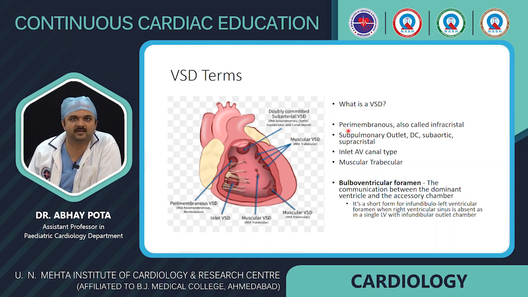So what are the other terms for these VSDs? Perimembranous VSD is also called infracrystal VSD. Subpulmonary VSD is also called outlet VSD, doubly committed VSD, subaortic VSD or supracrystal VSD. All these are basically similar or synonymous terms. Inlet VSD is also called AV canal type VSD, and muscular VSDs are also called trabecular VSDs.